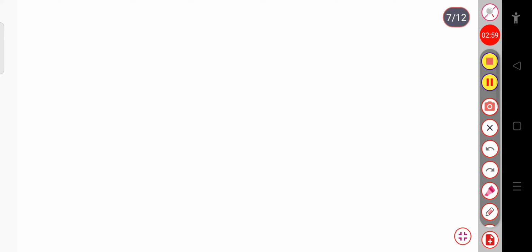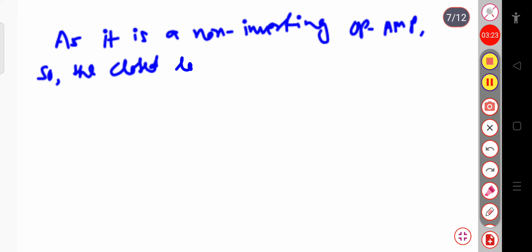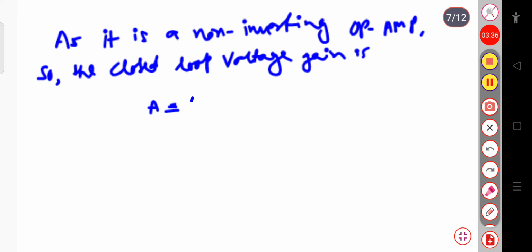So let me write: as it is a non-inverting op-amp, that is operational amplifier, the closed loop voltage gain is A equal to, for the non-inverting, 1 plus R1 by R2, okay.